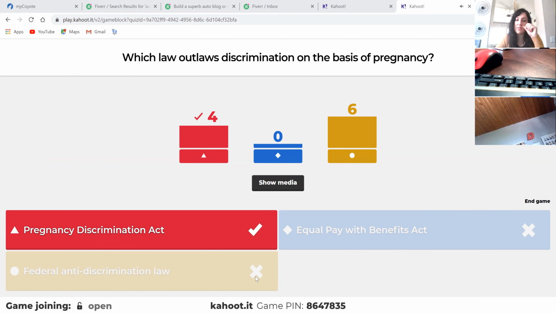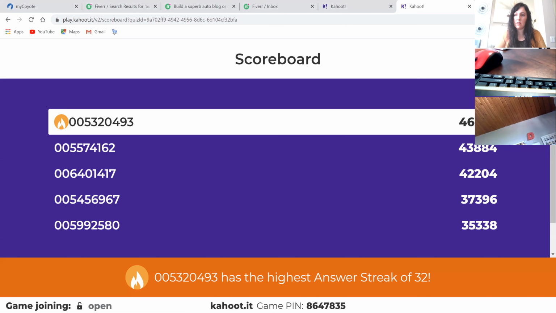Okay. Some of these are just what it looks like. Pregnancy Discrimination Act, that's discrimination on the basis of pregnancy. I don't know how else to explain that. Sorry, guys. But yeah, sometimes it's just what it looks like. So good job, guys. And let's move on.